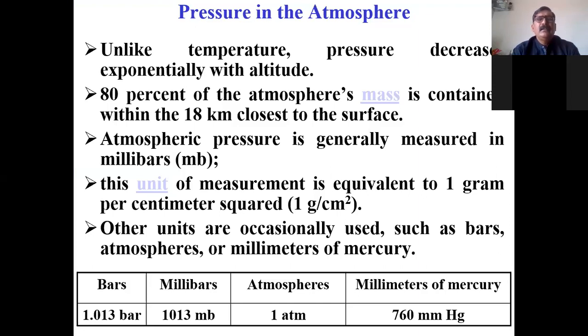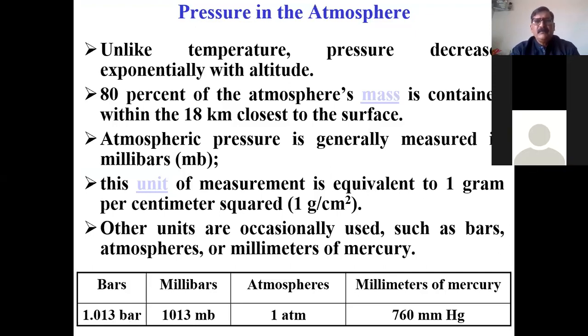Just a minute, I have to minimize this. You are able to see all the screen, na? Yes, sir.